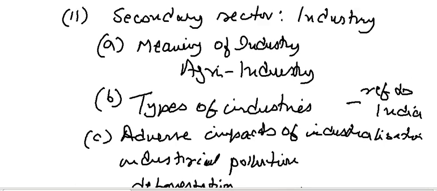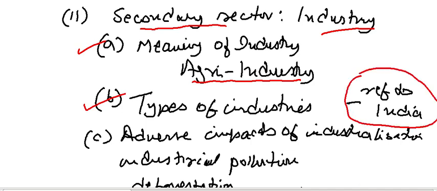Secondary sector, which is not primary, of course. Here we are going to study industry. You have to study what is industry and how agriculture and industry are related to each other. You have to study types of industry, different kinds, small scale, large scale, and so on. There's a lot of classification, but it's easy, don't you worry. And all of it you have to study with reference to India.